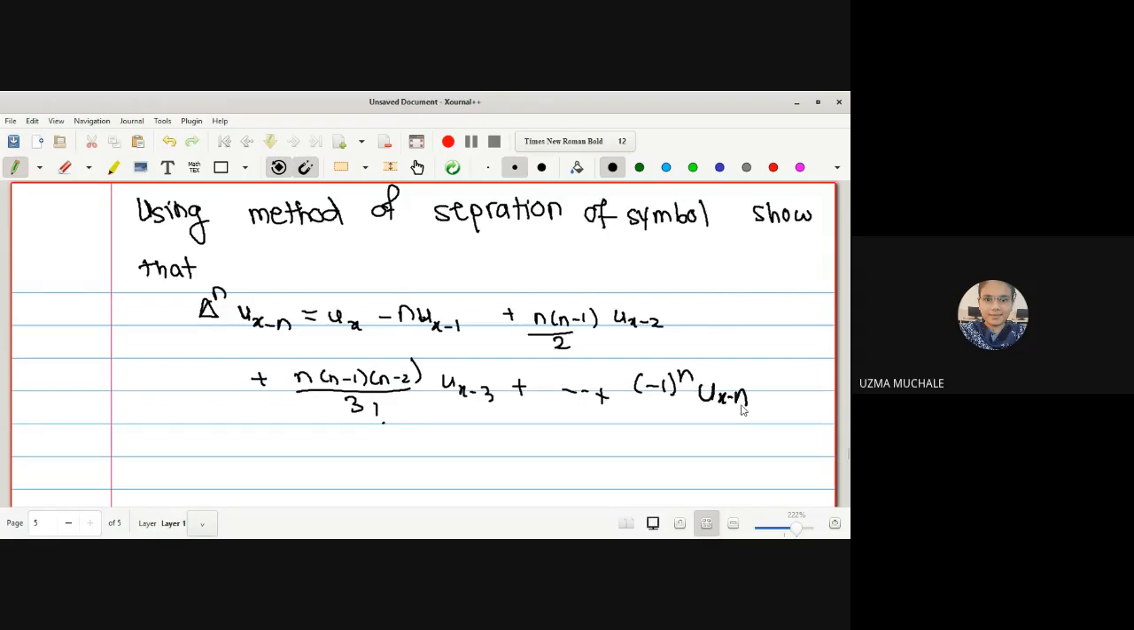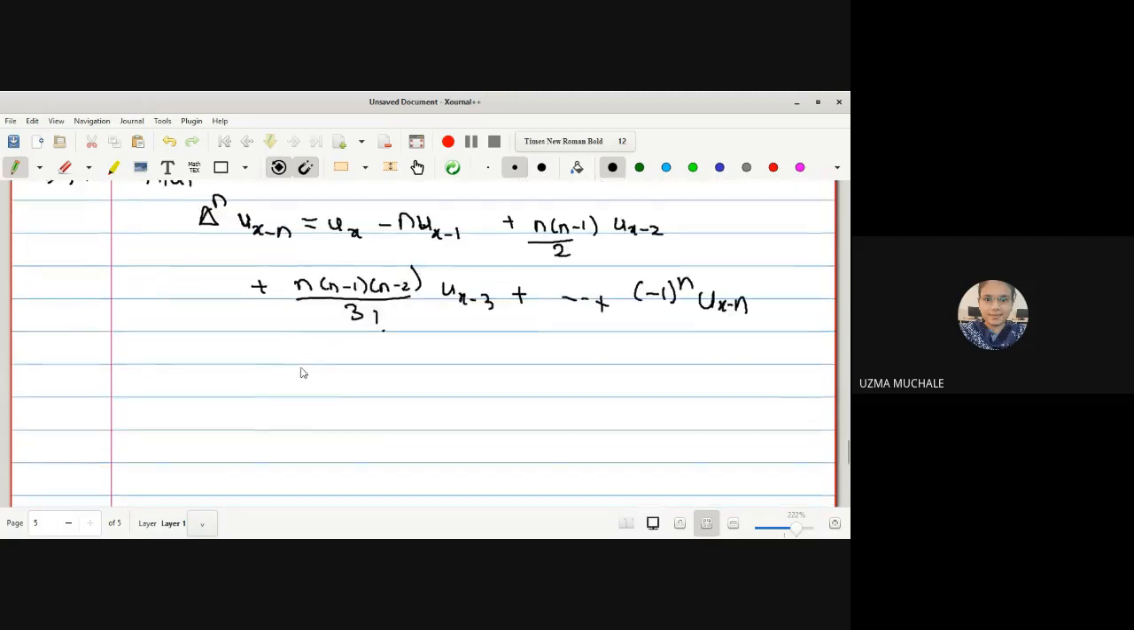That means whatever relations we have obtained just now on delta, E, the shift operator and the averaging operator, all these relations we have to use to prove this result. Now we can prove this in two ways. Either you can consider the LHS and prove the RHS, or consider the RHS and prove the LHS. I hope this one will be easy.